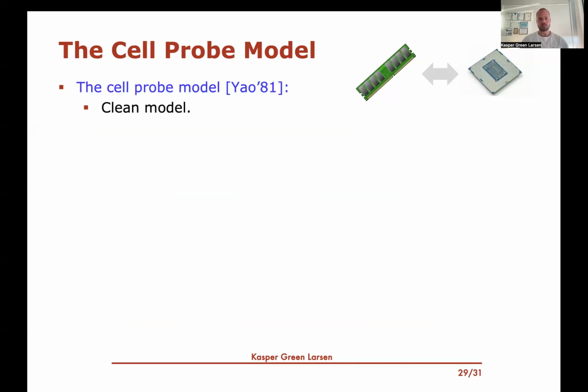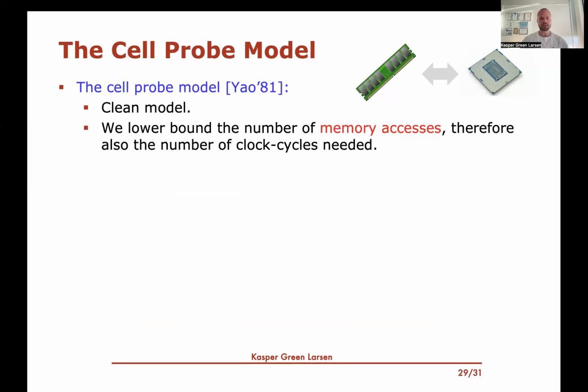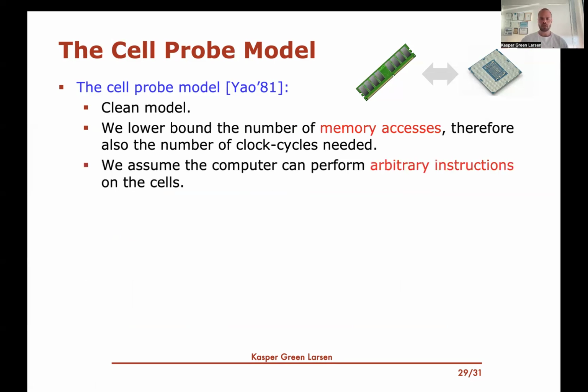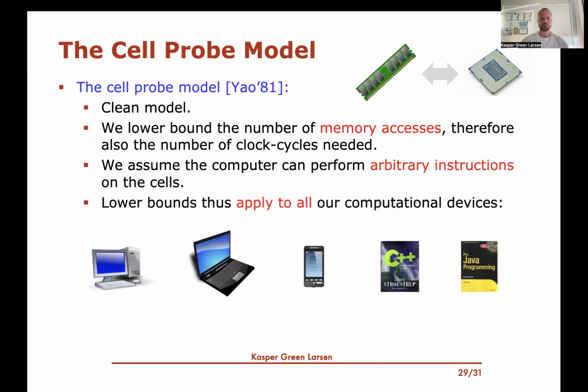Right. This model is very old, dating back to the 80s by Turing Award winner Andy Yao. It's a very clean model in some sense. In particular, what we're lower bounding when we prove lower bounds in this model is the number of memory accesses that your data structure is performing. And therefore also the number of clock cycles that you need, right? Because as we talked about, whenever the CPU has to access a memory cell, this is going to take some non-zero amount of time. In this model, we assume that the computer can perform arbitrary instructions on the cells, right? They're just represented by this decision tree, which means that if we can indeed prove lower bounds in this model, then the lower bounds will apply no matter what the computation device is, right?